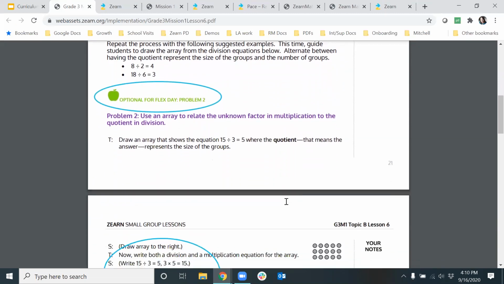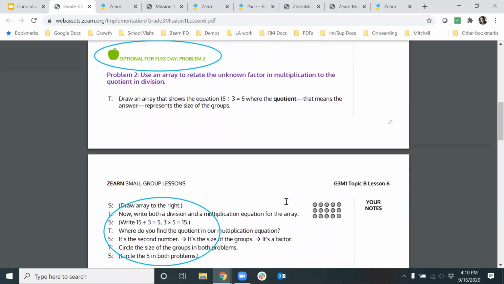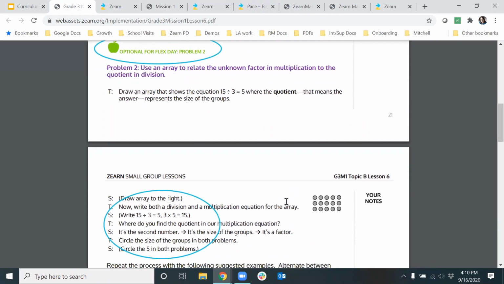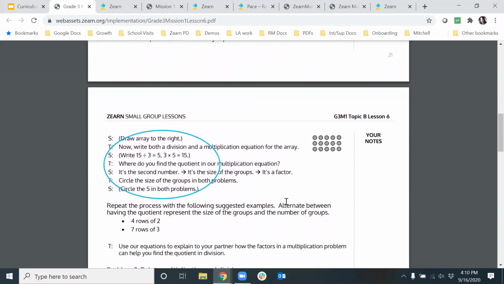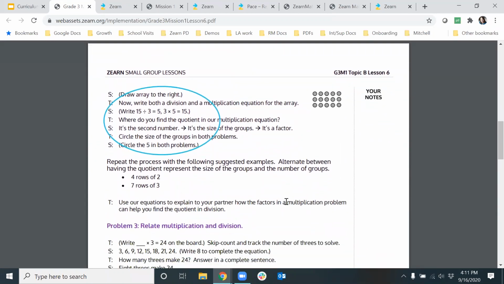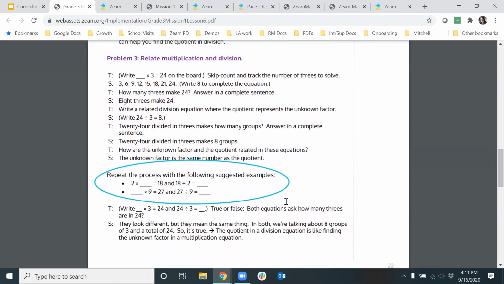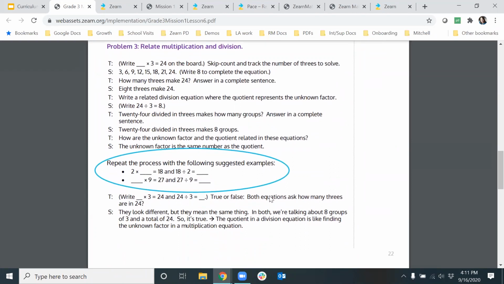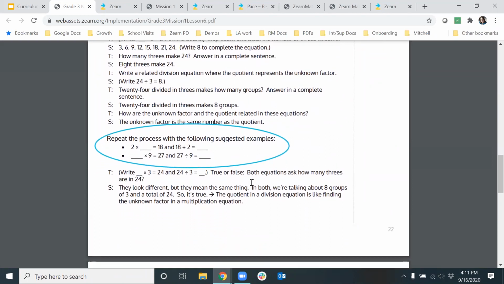As we move to problems 2 and 3, students are challenged to continue representing equations using pictorial arrays, constructing them differently based on the factors in the equation, and write sentences to show their thinking. By the end of the lesson, for example, here in problem 3, we've moved into the abstract representation where students are tasked with writing a division equation where the quotient is the unknown factor.